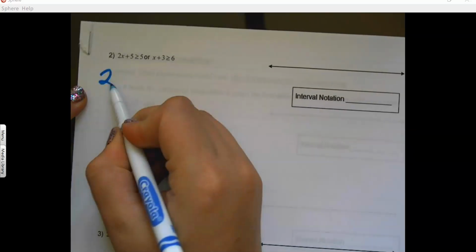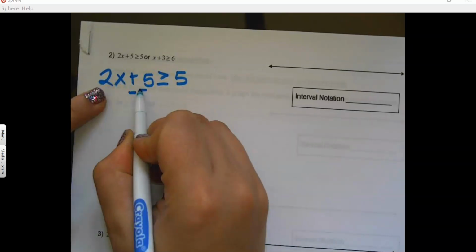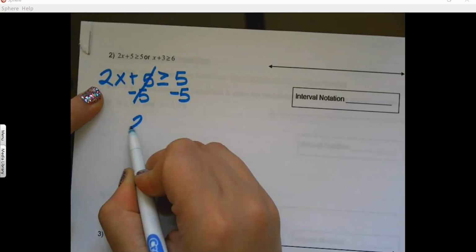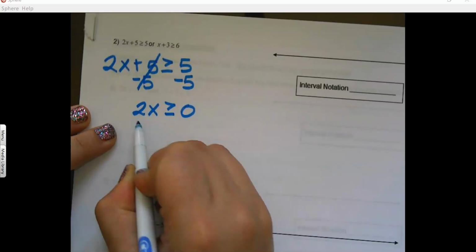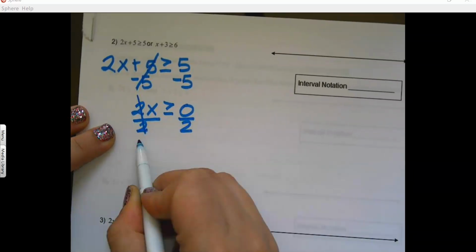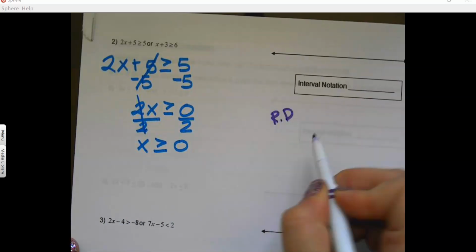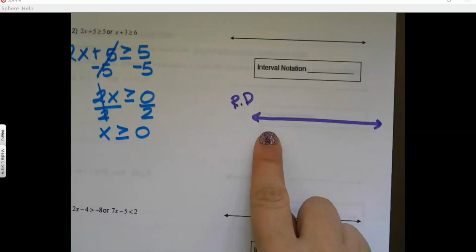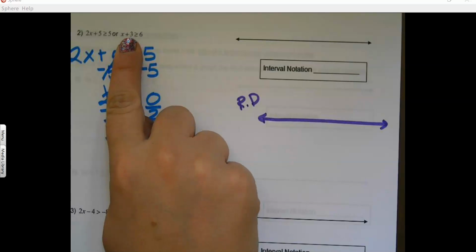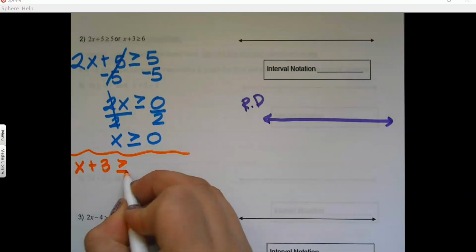So we have 2x plus 5 greater than or equal to 5. So we want to get the x by itself, so we'll start by subtracting 5 to both sides. And then lastly, to get rid of this coefficient, we divide both sides by 2. And we get x is greater than or equal to 0. So here's my rough draft. And I'm going to wait to graph it because this is a compound inequality, so now I need to do the other one. So x plus 3 is greater than or equal to 6.